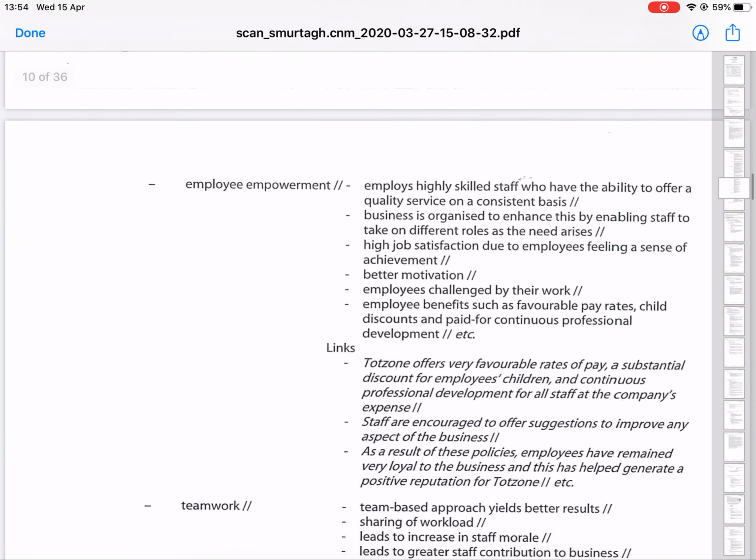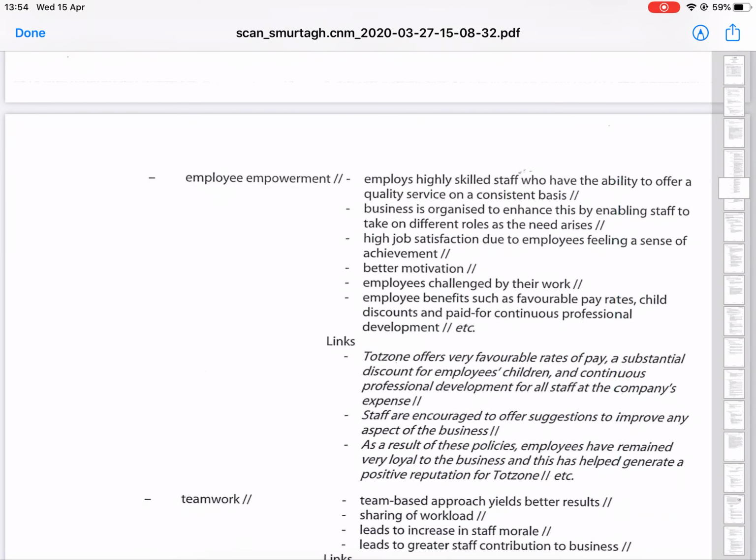Employee empowerment and teamwork, you can nearly group together in terms of job satisfaction for your workers. They really want to be there, they're more motivated. You can link to Maslow's hierarchy of needs, job satisfaction really going up, and obviously relate that to the output level of the business as well.